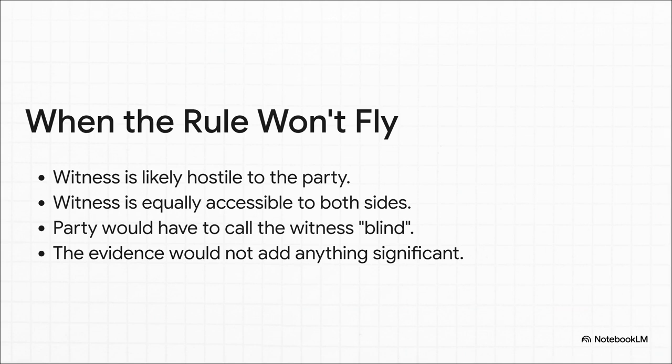So here are the big red flags, the main situations where this inference just won't apply. First, if the witness is likely hostile. Think about it. You'd never expect a party to call a witness who clearly hates them or has an axe to grind. It's also a no-go if the witness is equally available to both of you. You can't complain they didn't call someone you could have called yourself. And this is a big one. You can't force a party to call a witness blind. That is, if they genuinely have no idea what that person is going to say in the box. That's just not fair. And of course, if their evidence would just be repetitive, it's not material.